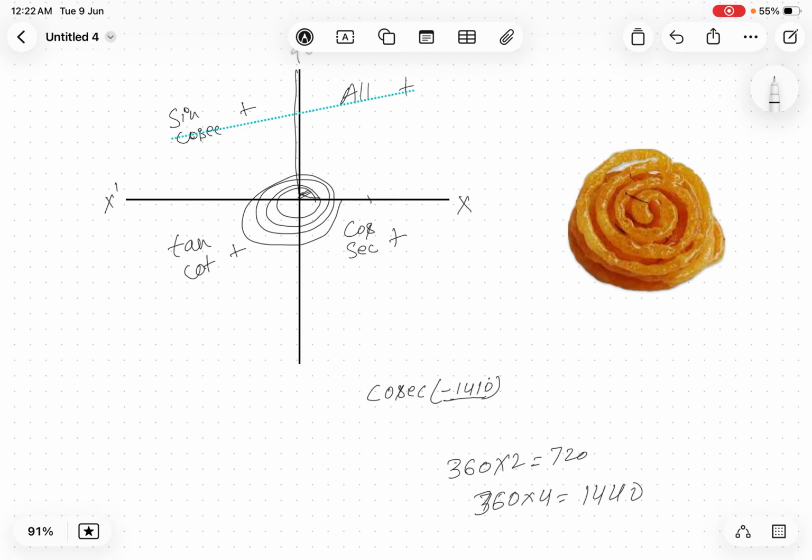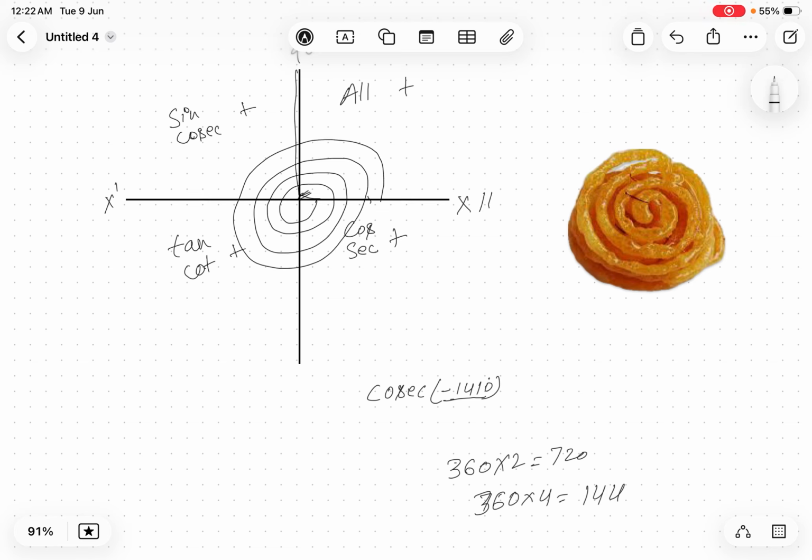In the fourth circle we will come to this point with 1440, and because this is negative, we will go clockwise. Actually angles are made anti-clockwise, but in this case we will go clockwise. So 1, 2, 3, then 4, and this is 1440, but we want 1410.